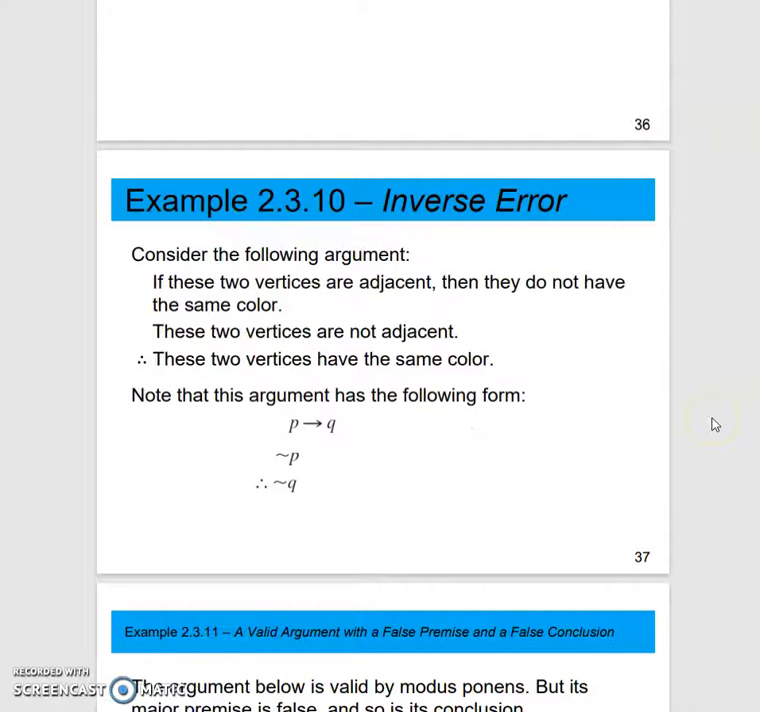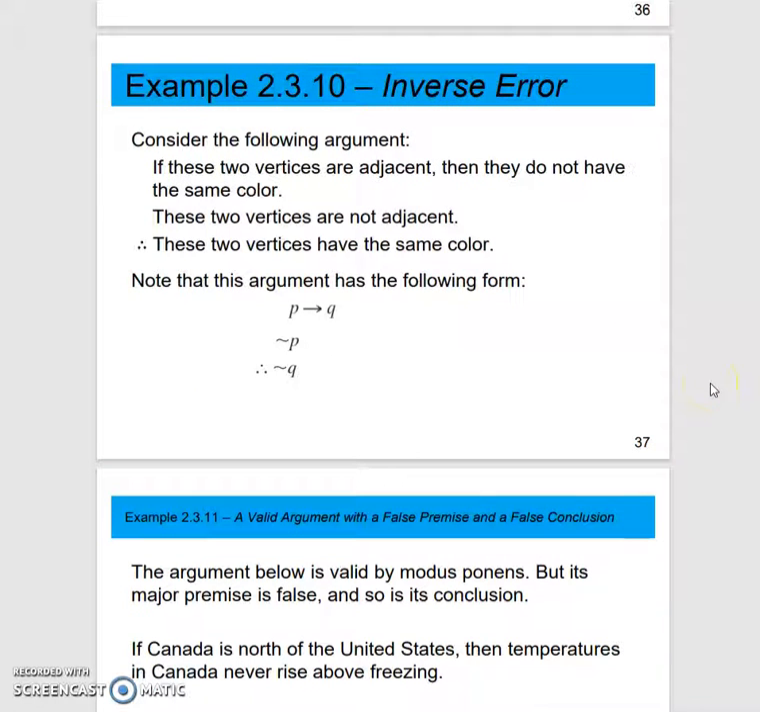Let's look at the inverse error. If these two vertices are adjacent, then they do not have the same color. These two vertices are not adjacent, so I've got not P there, and I conclude then these two vertices have the same color, so I am concluding not Q. So again, that is using the inverse, and once again, that is also something I'm not allowed to do.